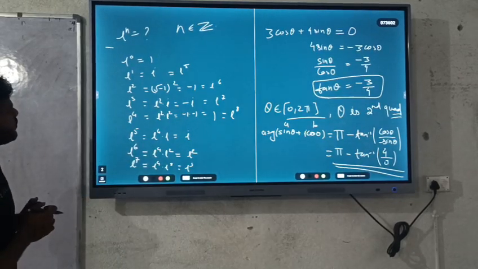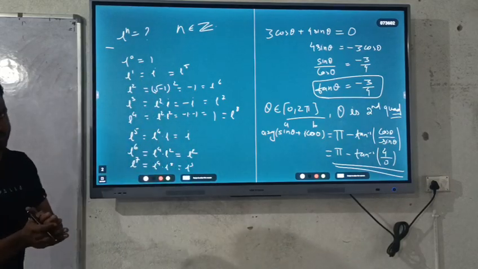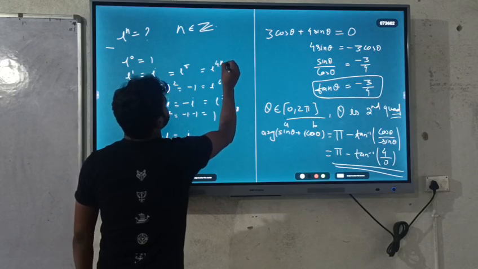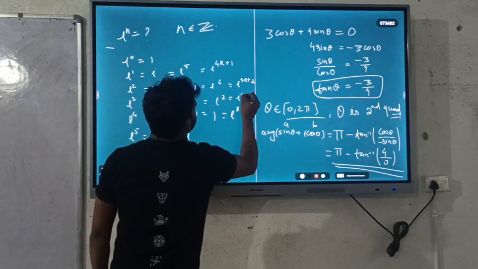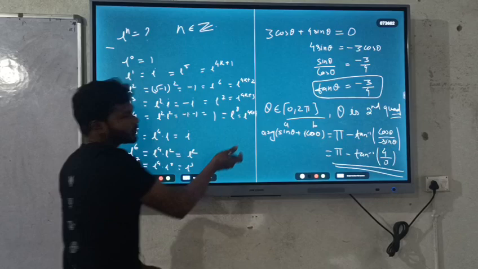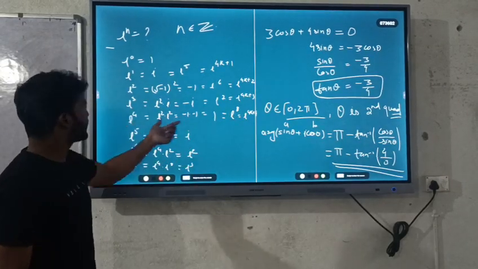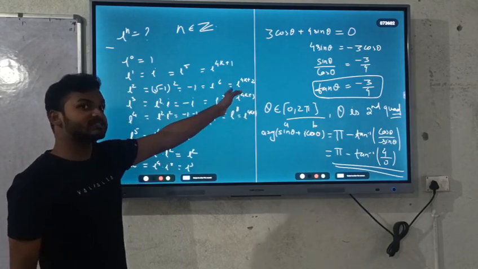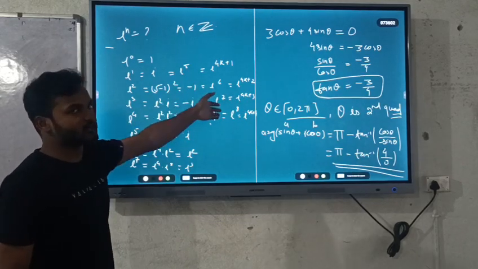If we generalize this, then we can see that a power can be written in terms of multiples of 4. It can be written as 4k plus 1, 4k plus 2, 4k plus 3, and 4k plus 4, which is again a multiple of 4. So if a number is a multiple of 4, then the power gives the value 1. If n minus 3 is a multiple of 4, then it gives the value minus i. Similarly, we can generalize all other cases.